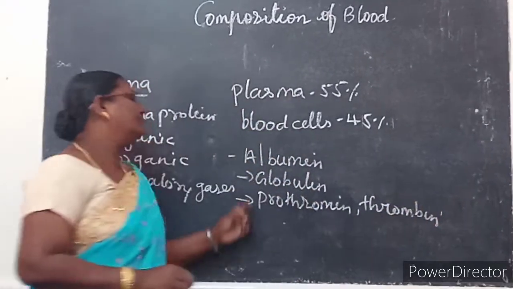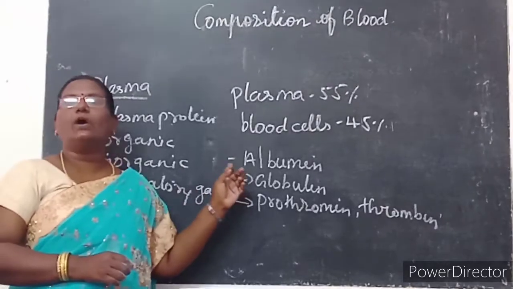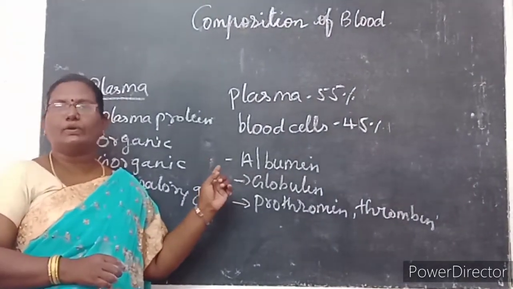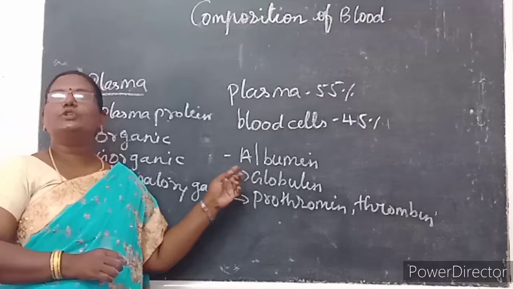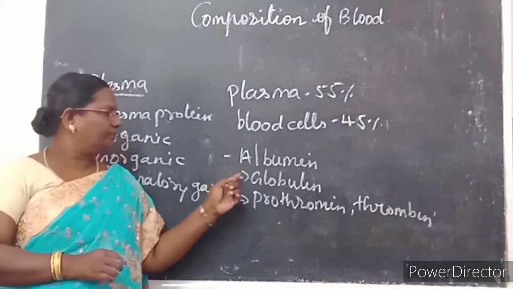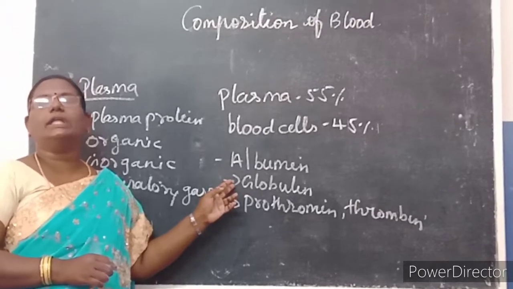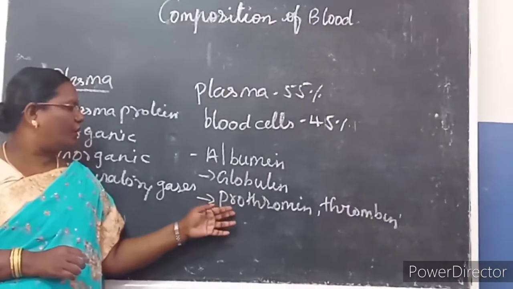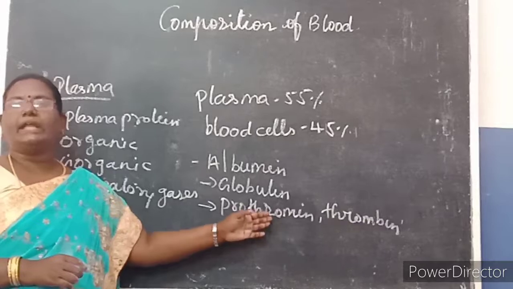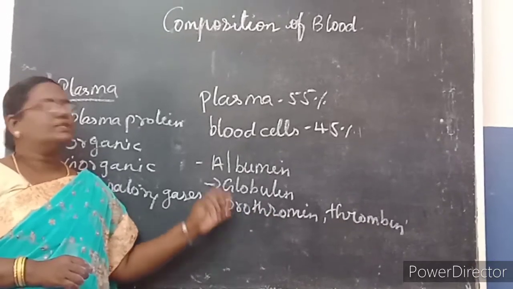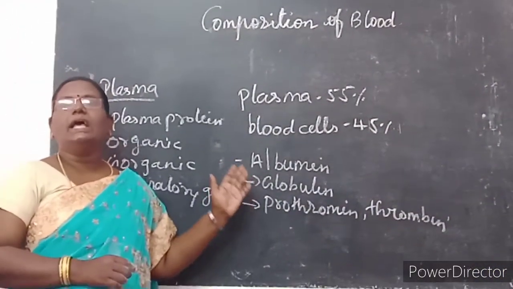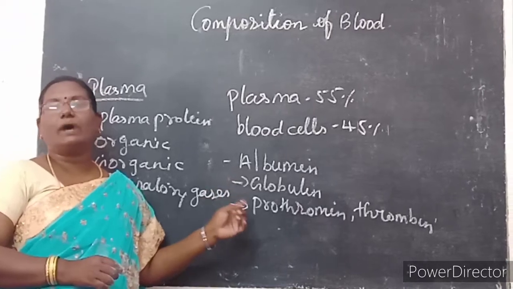The albumin helps to maintain the osmotic pressure. It's a 1 mark question. The globulin plays a very important role in the immune system, and the prothrombin and thrombin help with the clotting of the blood. All these plasma proteins are synthesized in the liver.